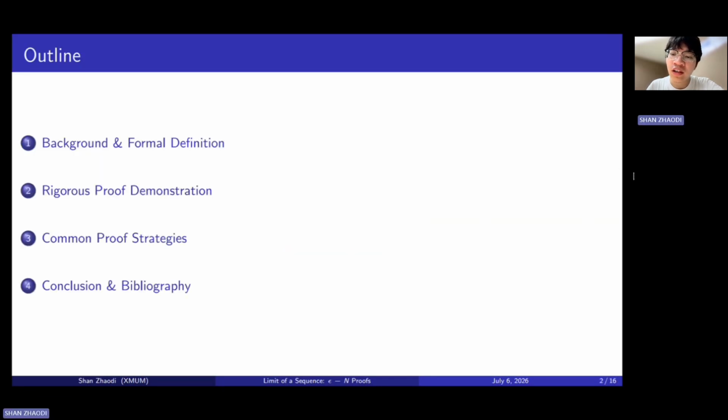Here is a brief outline of our journey today. Firstly, we will review the background and the formal definition. Next, we will dive into a rigorous proof demonstration using a concrete example. After that, I will summarize a universal proof strategy, and finally, we will conclude with key takeaways.